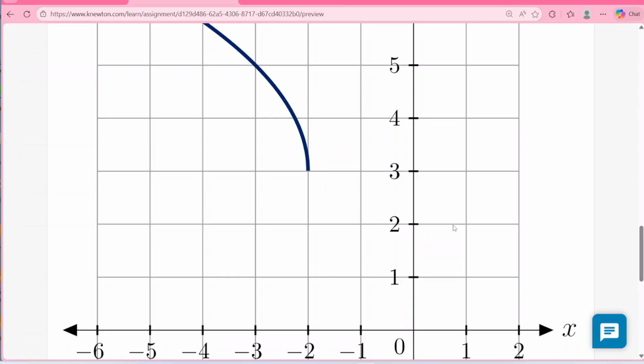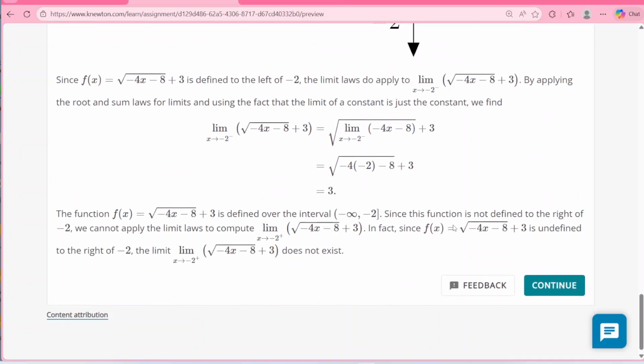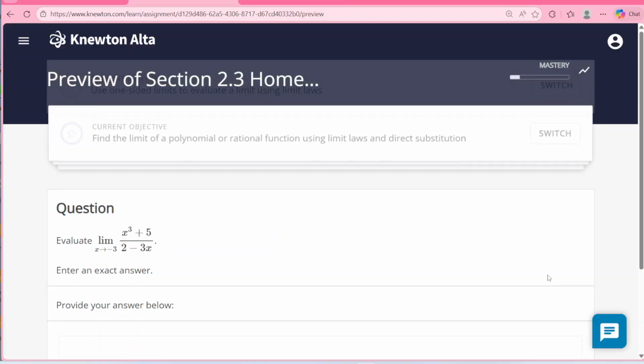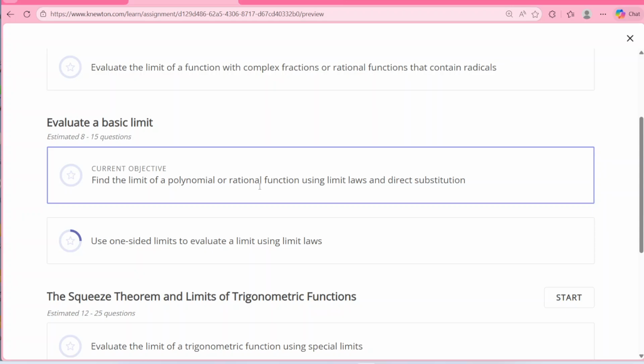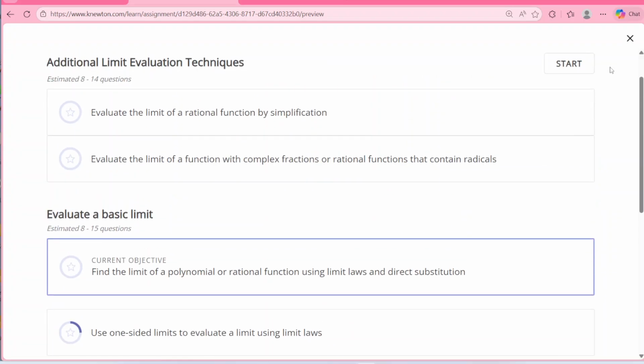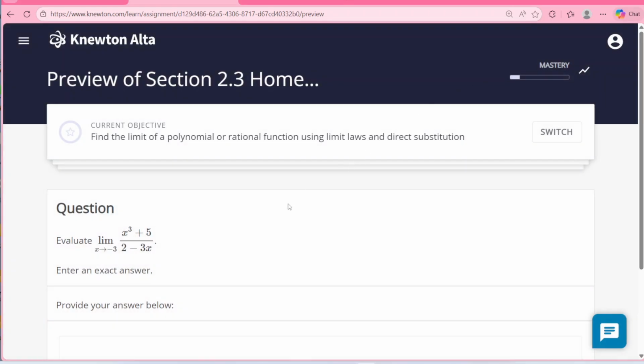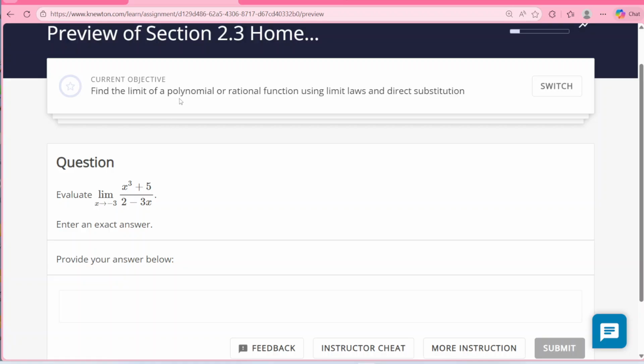Again, they show you the graph here, right? All right, so we're switching objectives. Again, it's just these two for now. It's going to go back and forth between these two in this evaluate a basic limit part of the section. So find the limit of a polynomial or rational function using limit laws and direct substitution.